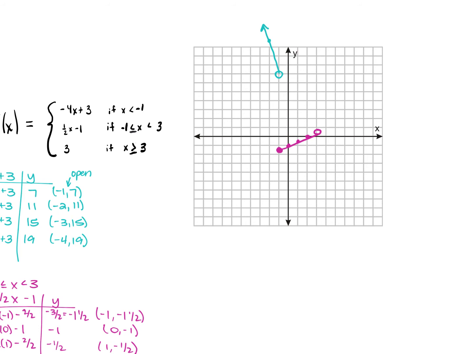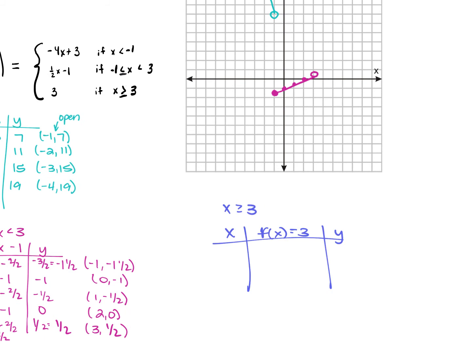From here, we have f of x is equal to 3 if x is greater than or equal to 3. If x is greater than or equal to 3, your f of x, or y, is equal to 3. What are numbers that are greater than or equal to 3, starting with 3? 3, 4, 5, 6. If your y is going to just be 3, it's going to be 3 for all of these. So that's going to be the ordered pairs (3, 3), (4, 3), (5, 3), and (6, 3).